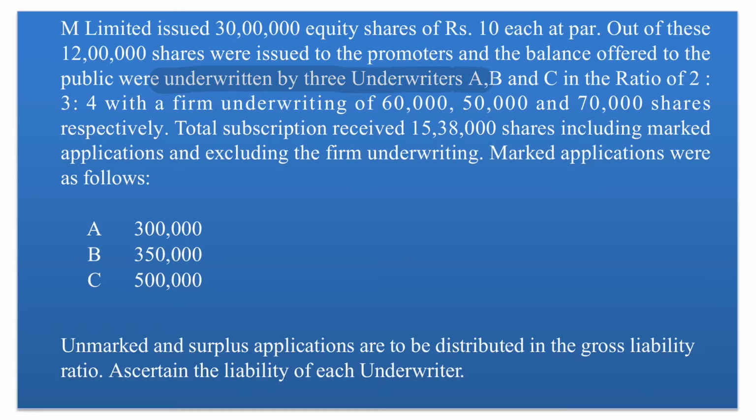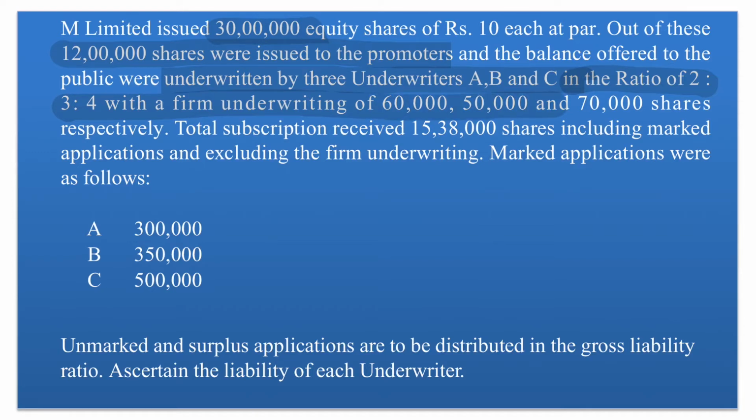The company has issued 30 lakh shares, out of which 18 lakh shares are issued to the public, and the remaining 12 lakh shares are issued to the promoters themselves. The underwriters A, B and C have underwritten the entire issue in the ratio of 2:3:4. That is, A will take up 4 lakhs, B 6 lakhs and C will take up 8 lakh shares.